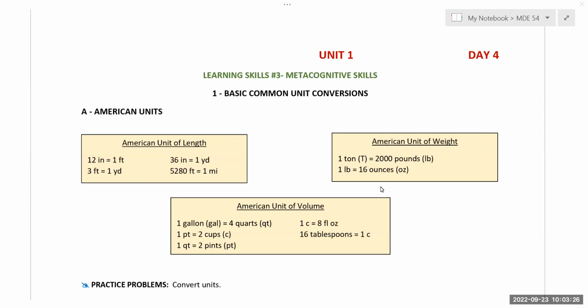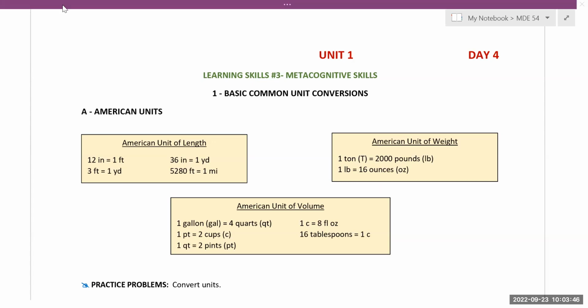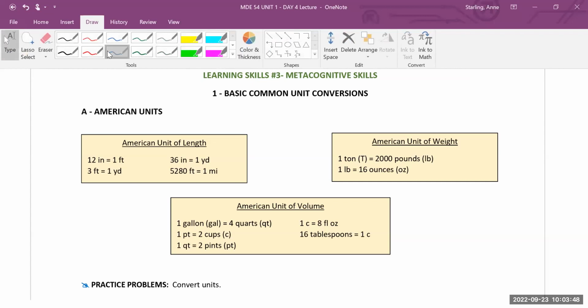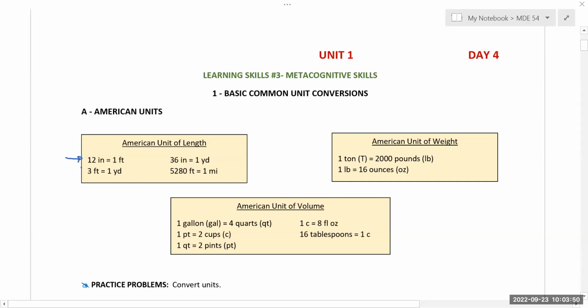So we've got American units are going to be length, can be inches, feet, yards, miles, weight can be tons, pounds, ounces, and volume can be gallons, quarts, pints, etc. So you will be given a formula sheet on your Math 154. So you do not have to worry about converting these or memorizing these.